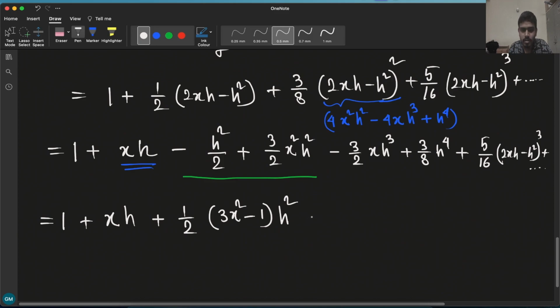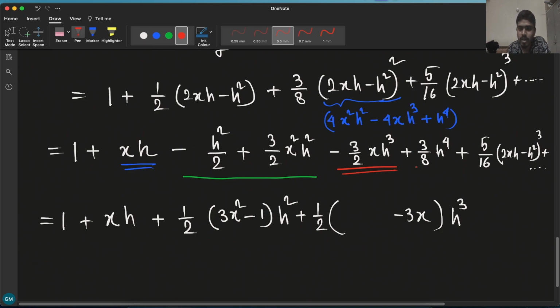And then I can write those terms where h has a power of 3, so cubic in h. Those terms will be here. Here I can already see one term: if I take this half outside, it will be minus 3x, the contribution from this term. But is it the only term that is cubic in h? And the answer is no.